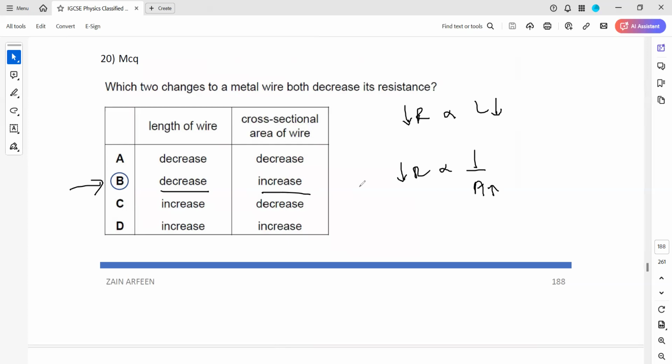So these are some questions from electrical circuits, topic 4.2, electrical quantities.